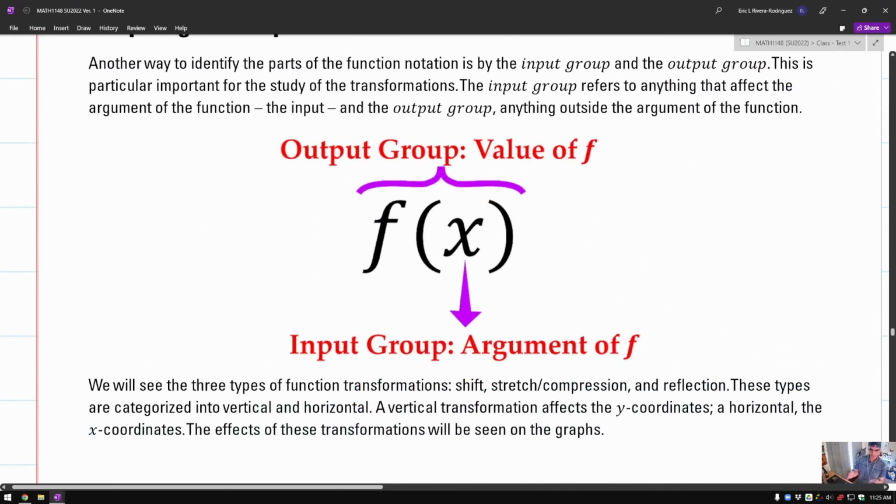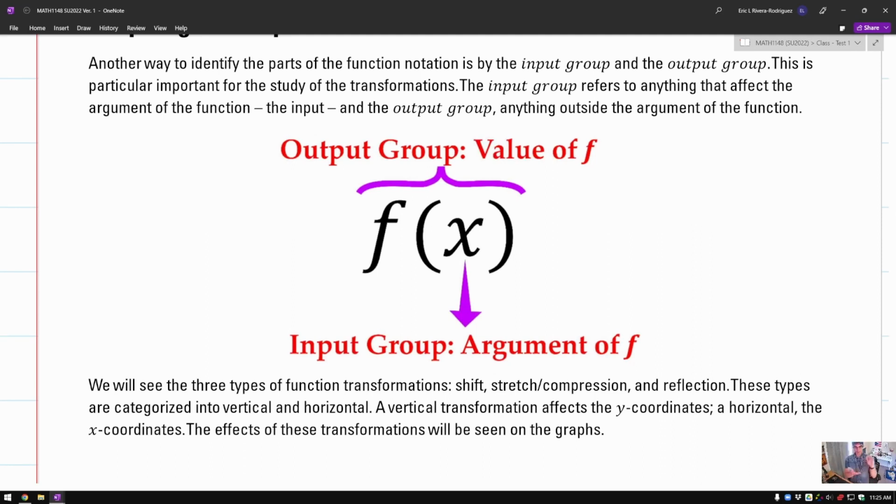The transformation in a function will happen in two categories: vertical and horizontal. On those categories, there are different types of transformations. We are going to have shifts, stretches, compressions, and reflections. Those are the three types of transformation that we are going to have in two categories. The vertical category means everything that affects the y-axis or the y-coordinates of the function, and the horizontal category is when the x-coordinates are the ones that are going to be affected by the transformation.